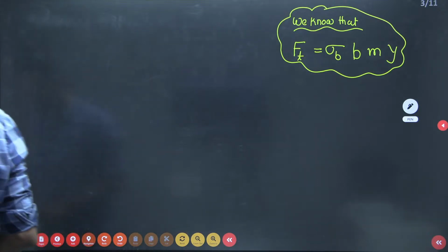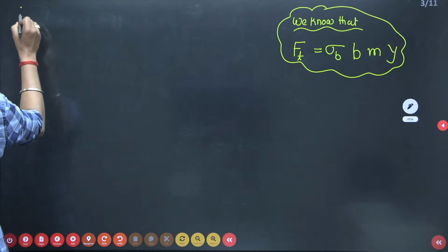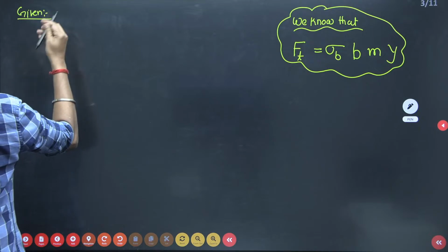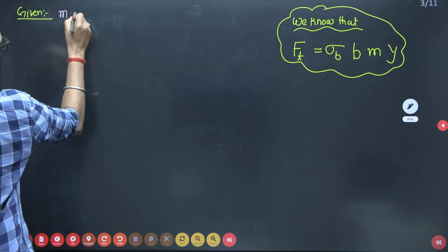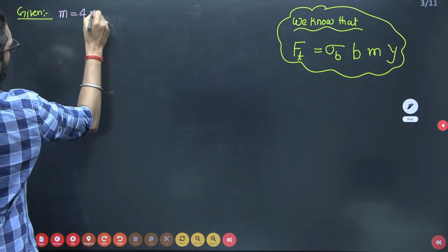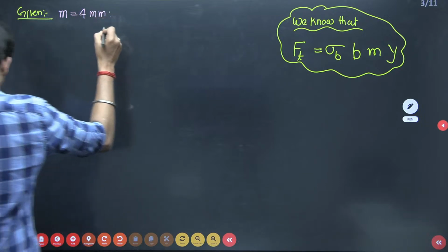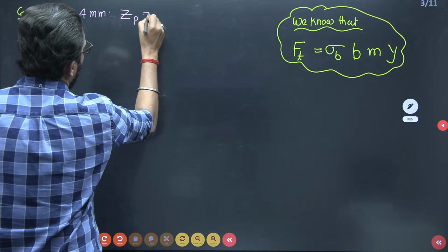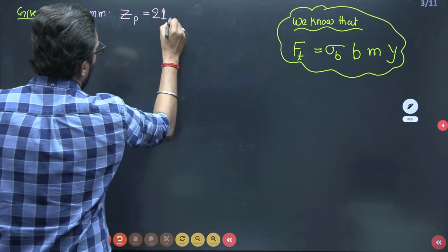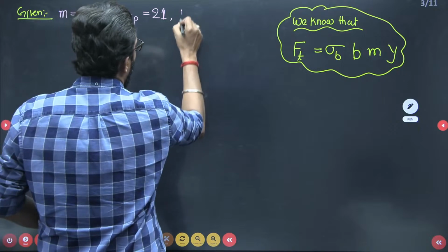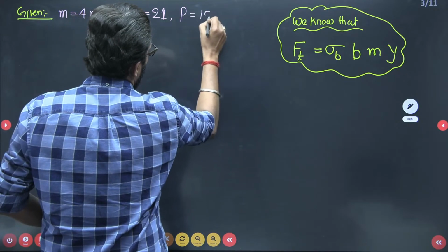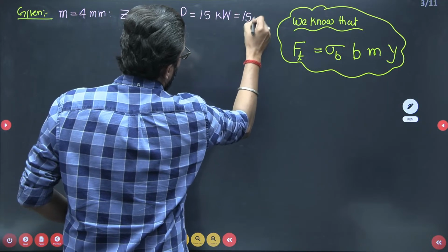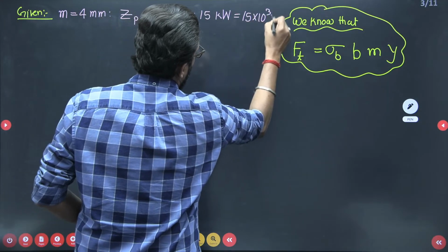Power transmission is given. What is given here? Given module 4 mm, teeth of the pinion 21, power transmission 15 kilowatt, that means 15 cross 10 to the power 3 watt.